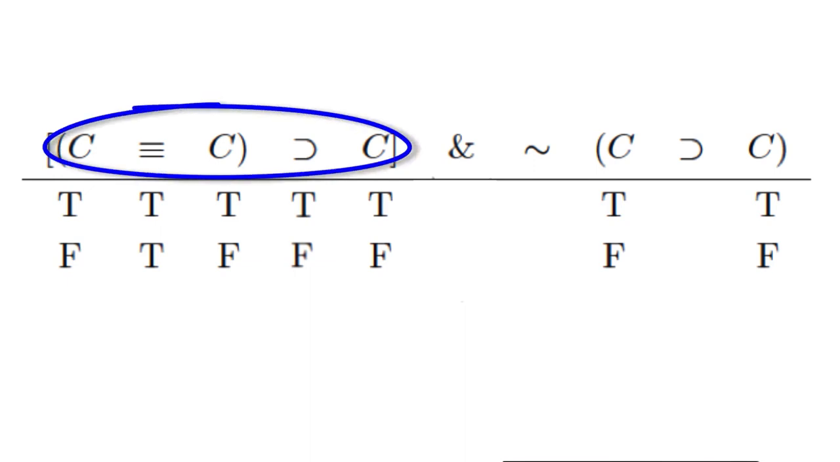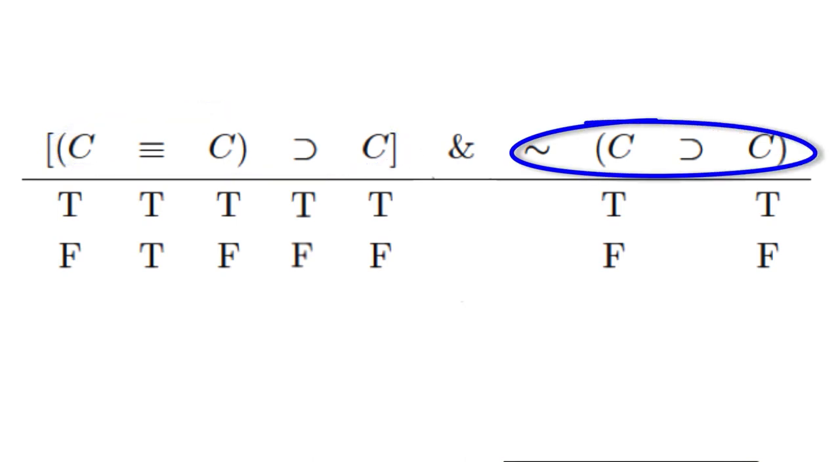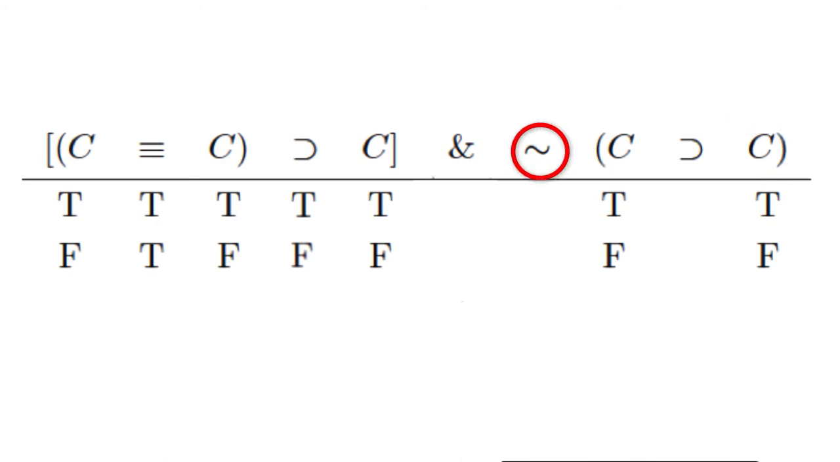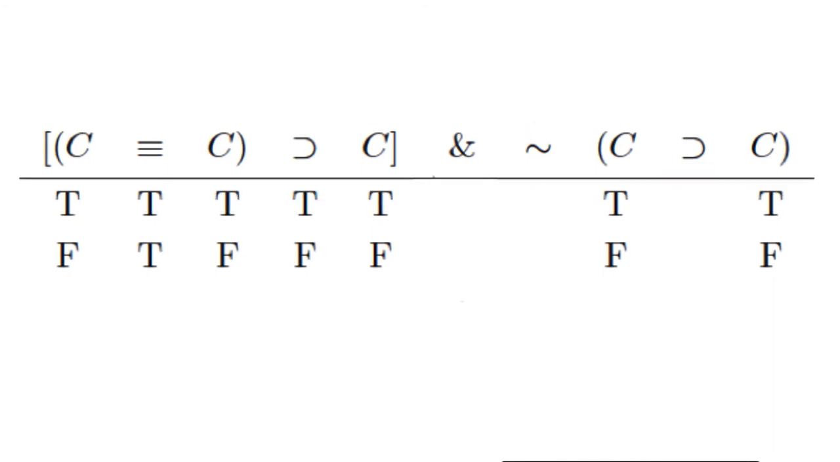Now, let's move to the conjunct on the right, which is read as, it is not the case that, if C, then C. This conjunct is composed of a negation of a conditional. The horseshoe has a smaller scope than the tilde, as the parentheses indicate, so we'll input the values for it first. In the top row, where both the antecedent and the consequent are true, the conditional as a whole is true, so we'll enter a T. In the second row, where both the antecedent and the consequent are false, the conditional as a whole is true, so we'll enter a T like this.